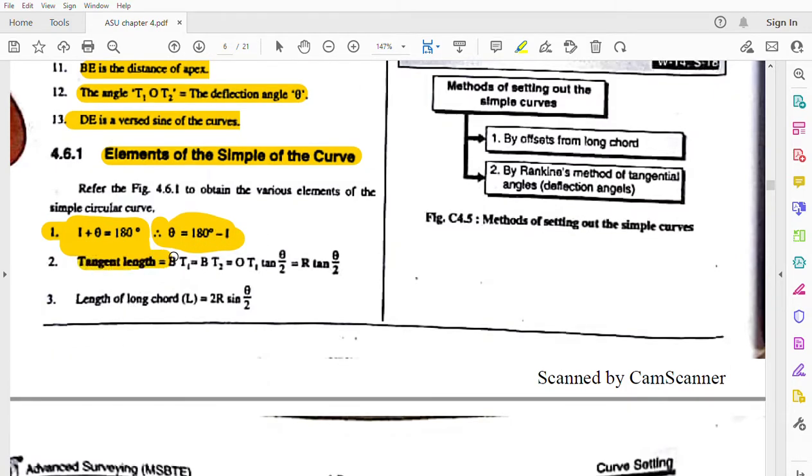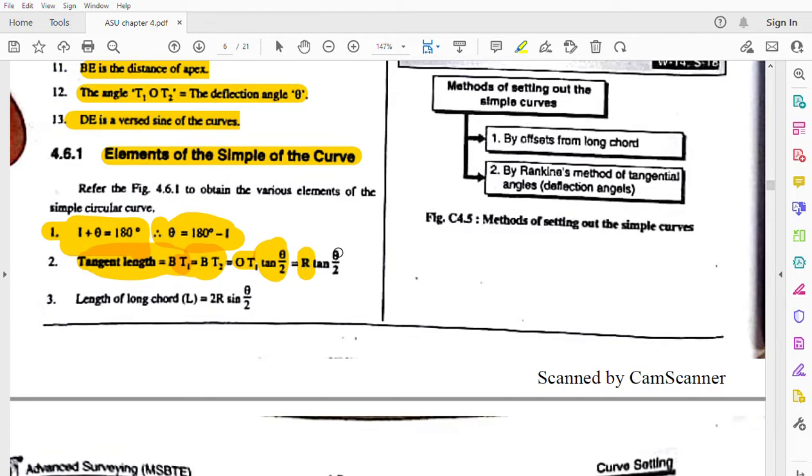Next is tangent length. Tangent length is BT1, and BT1 is exactly equal to BT2. There are two tangent lengths in the simple circular curve. BT1 is equal to BT2, and the formula for calculation of the tangent length is OT1 and tan theta by 2, and this OT1 is nothing but the radius of the curve R.